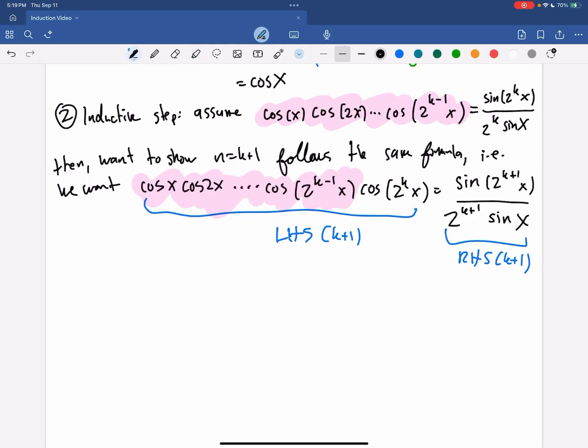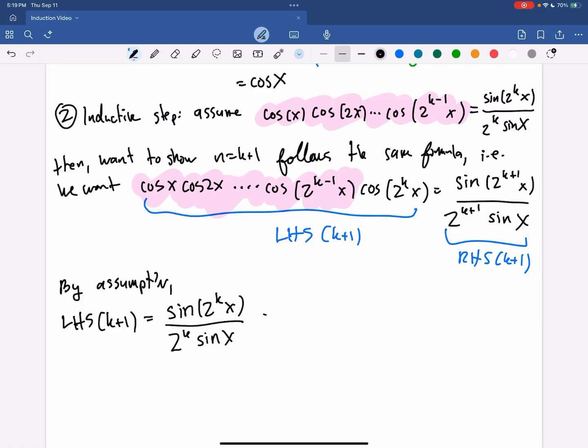And so we can say, by assumption, the left-hand side for the k plus 1 case is equal to, and just plugging in what we would get if we replace those first factors, sine of 2 to the k x over 2 to the k sine x times that extra little factor we get, cos 2 to the k x. Okay, so now we want to show that this is equal to right-hand side k plus 1.